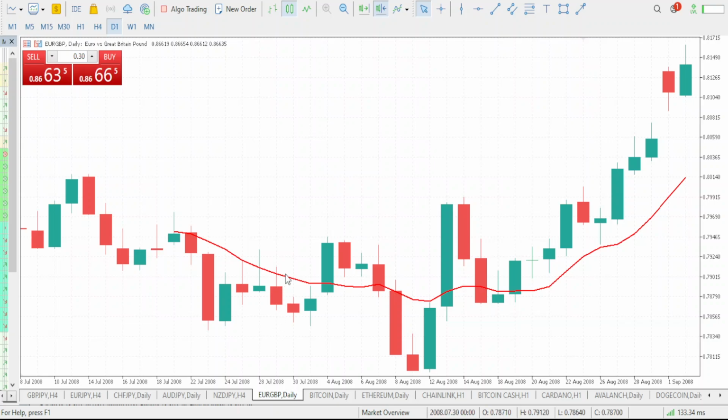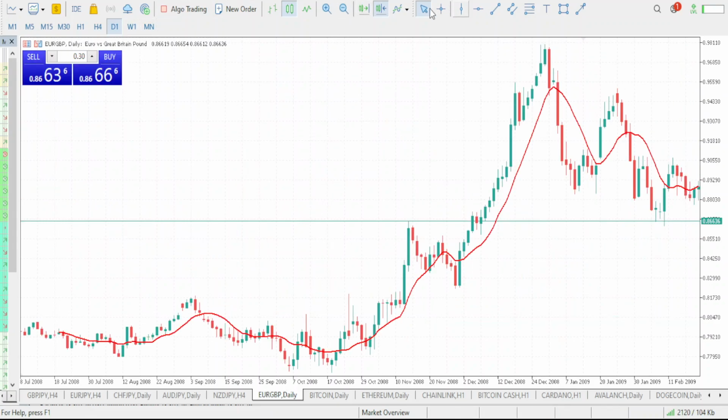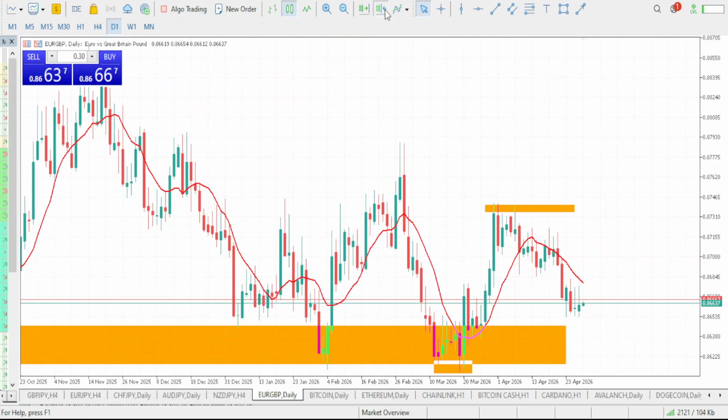Now let's take a look at what we are going to be expecting for the day on our Euro GBP. So let's see what Euro GBP is actually going to be giving us for the day. First thing first, we need to know what the trend is, right? When we know the trend, we are going to be trading with the trend. First, know your trend. Second, trade with the trend. So what can we say our Euro GBP trend is?